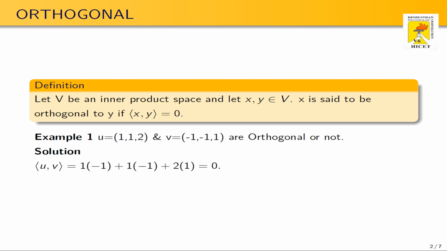Check whether the vectors u and v are orthogonal or not. The solution: to find the inner product of the two vectors, inner product of u dot v equals 1 into minus 1 plus 1 into minus 1 plus 2 into 1. Let us multiply the corresponding elements of the two vectors and add the values, then we get the inner product of u comma v as 0. So we can say that the two vectors are orthogonal vectors.